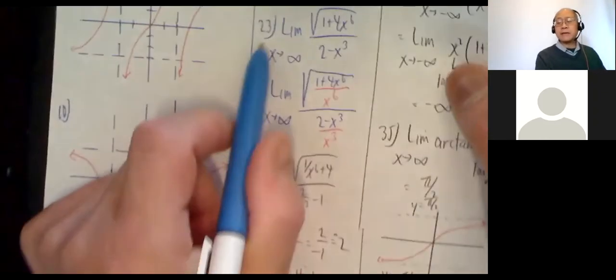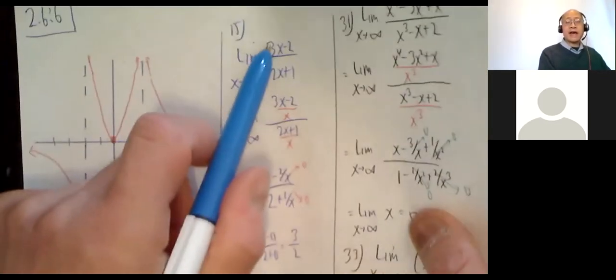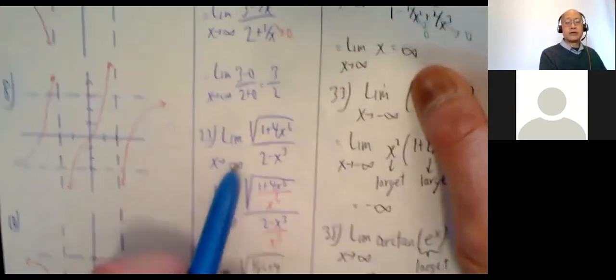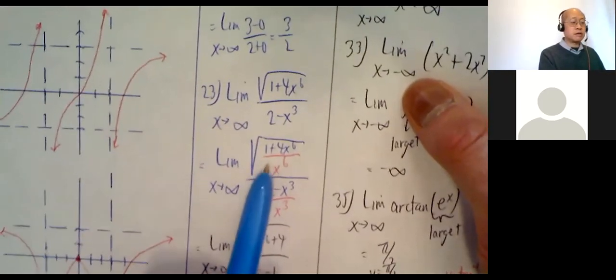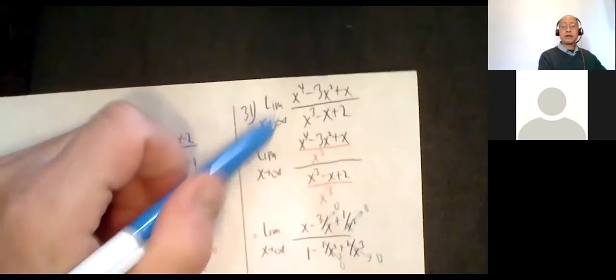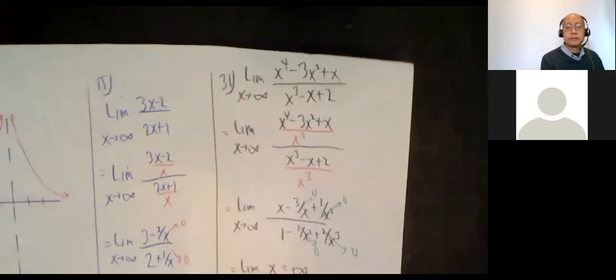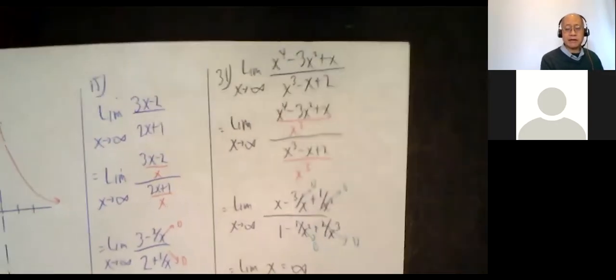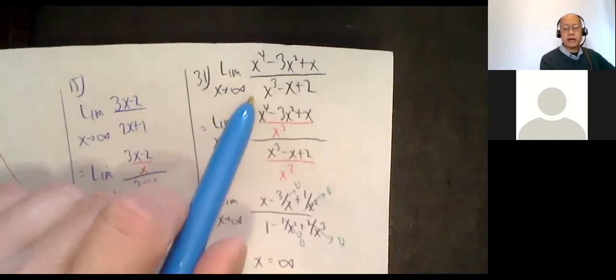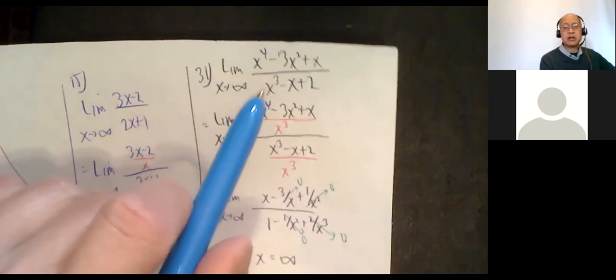Okay, so if they're the same degree, just divide by that. If they're both x's, divide top and bottom by x. If they're both x cubed, like this one, divide by x cubed. Now, what if they're different? Like this one, x to the 4th and x cubed. In this case, it actually doesn't matter whether you divide by x to the 4th or x cubed. So let me divide top and bottom by x cubed and show you what happens.